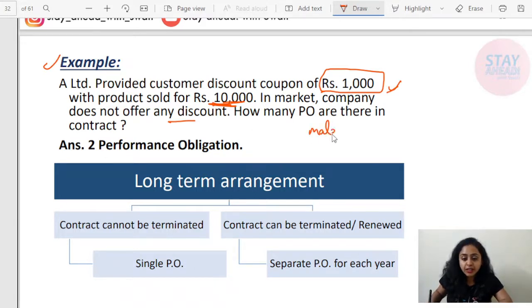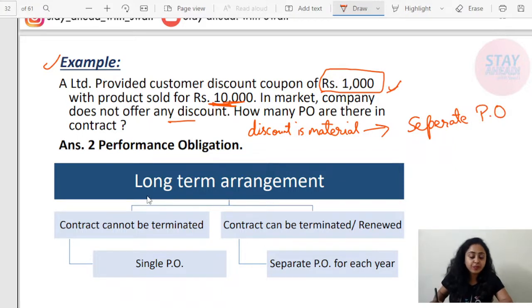Since the discount is material, then separate PO. Such discount will be treated as a separate performance obligation. Okay. Other than that, long-term arrangement, where the contract cannot be terminated. If it cannot be terminated, like I told you, a 5-year contract, then single performance obligation. If it can be terminated, then at each year end or renewal, you have to record each year as a separate performance obligation. Okay.